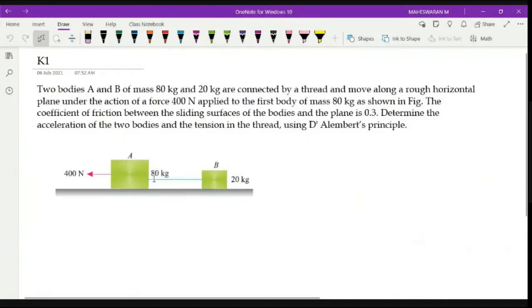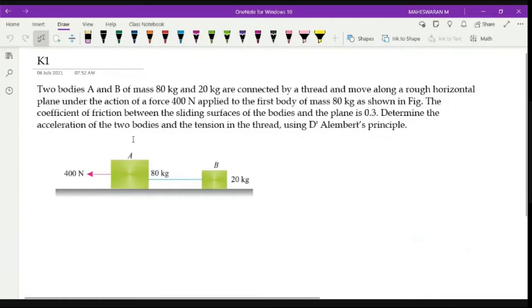A is having a weight of 80 kg and B is having a weight of 20 kg. They are connected by a thread and move along a rough horizontal plane, and the force applied is 400 Newton, as shown in the figure. The coefficient of friction is given, which is 0.3. So at the contact of these two, you have a coefficient of friction of 0.3.